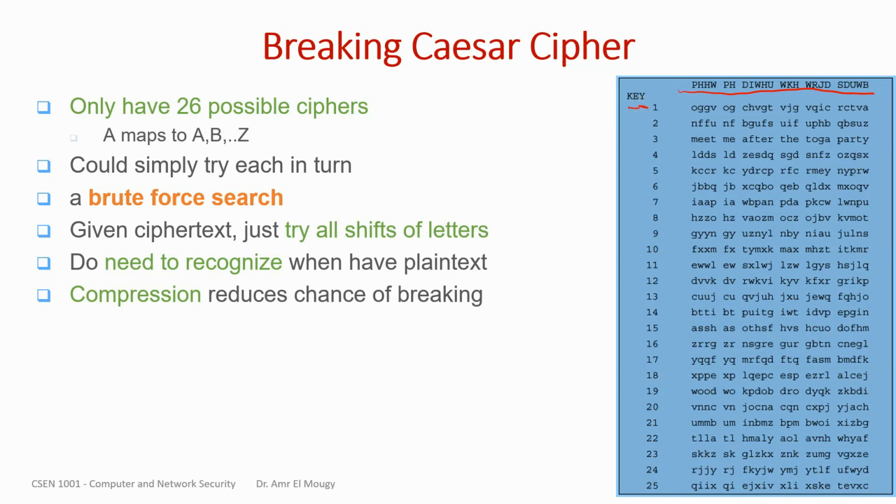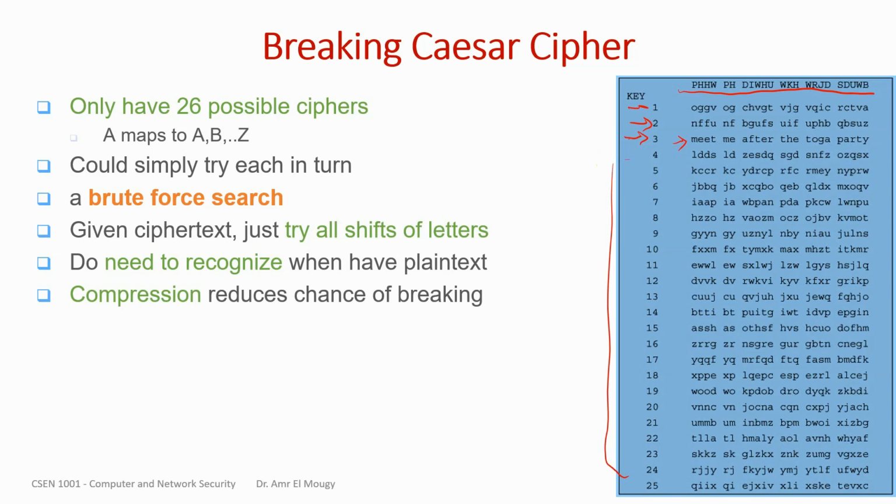It's not English that you recognize. If you try the key 2, P becomes N, H becomes F, H becomes F, W becomes U, and so on. It also produces a sentence that you cannot recognize. Whereas when you actually try the key 3, you produce a sentence that is readable in the English language: "Meet me after the toga party." Any other key, as you see here, will not produce a readable sentence.